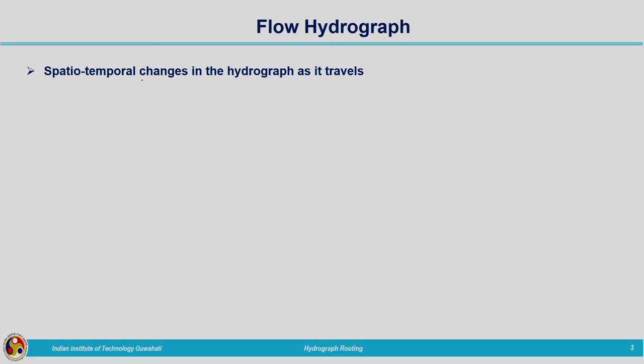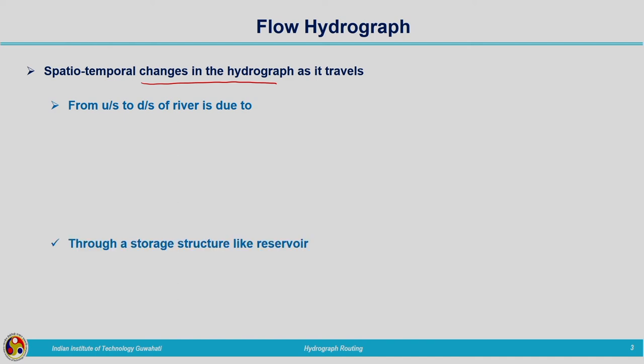So, the spatio-temporal changes taking place in the hydrograph as it travels from upstream to downstream can be of two types: along the river, and through a storage structure like a reservoir. You can consider the case of a river in which flow takes place from upstream to downstream, and in the river itself there is a reservoir. What will happen if the flood wave travels from the upstream to the downstream of a reservoir? There will be changes taking place in both cases.